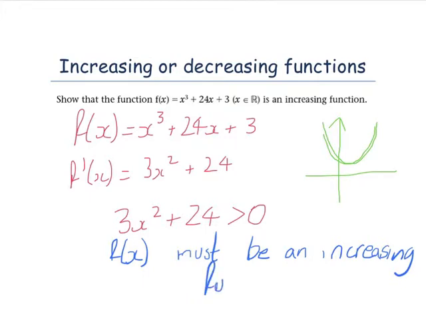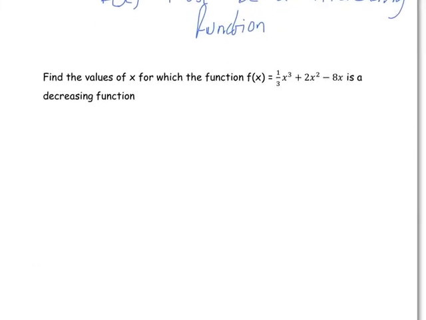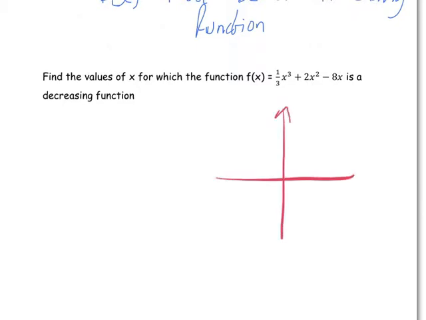Let's have a look at another example. Find the values of x for which the function f(x) equals a third x cubed plus 2x squared minus 8x is a decreasing function. So this time, because it's a cubic graph, it's going to look something like this. We're looking for where we have a decreasing function, so where the gradient of a tangent is negative. So it would be this section here.